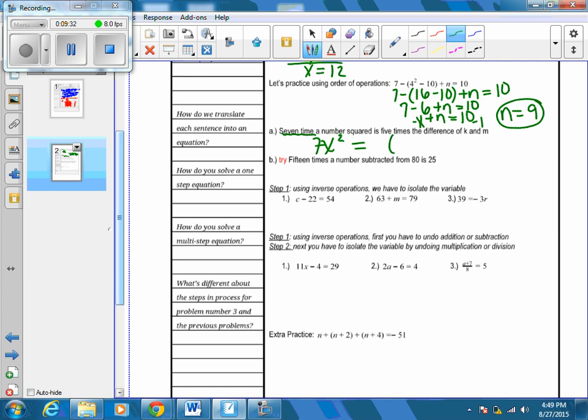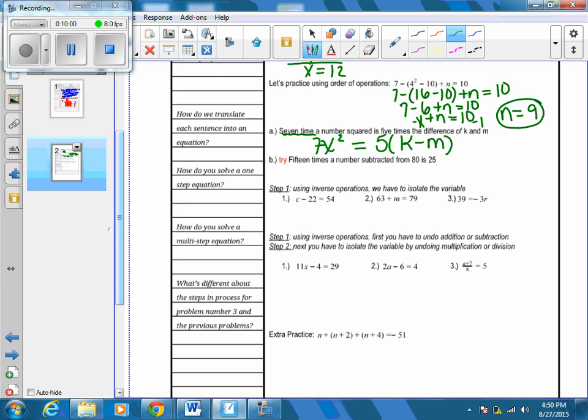So the difference of k and m just means subtraction. So the difference of k and m will be 5 times that. So that's how we translate a sentence into an equation. So that reads 7x squared equals 5 times k minus m. Or 7 times a number, 7 times my number squared equals 5 times the difference of k and m.